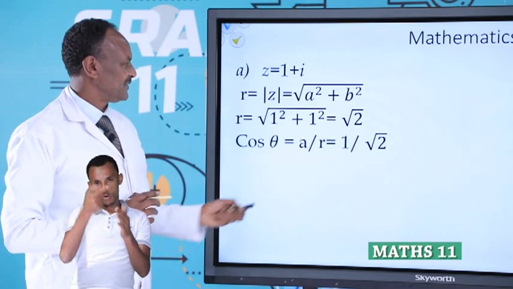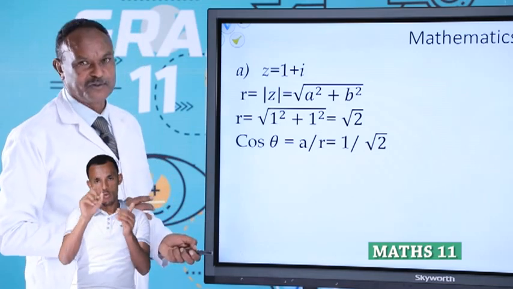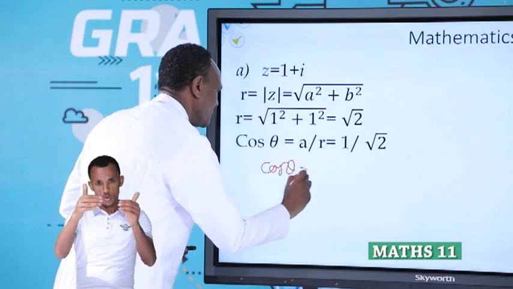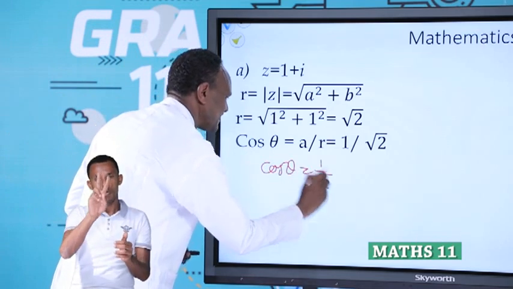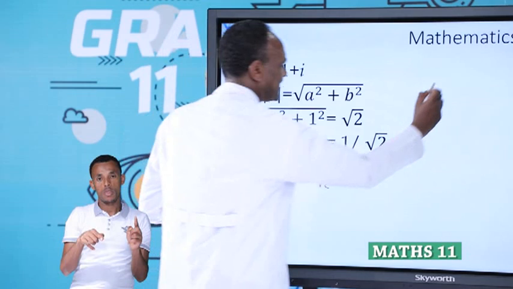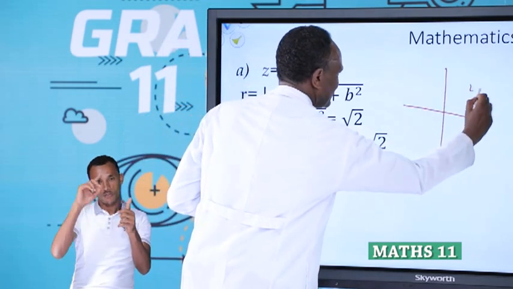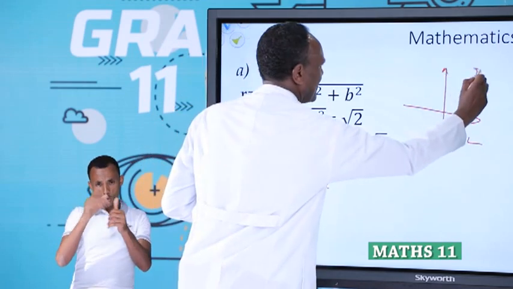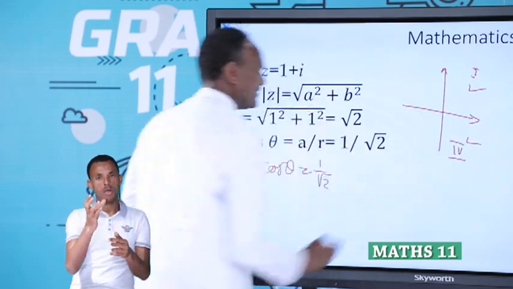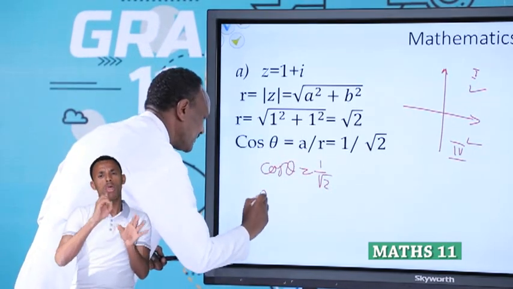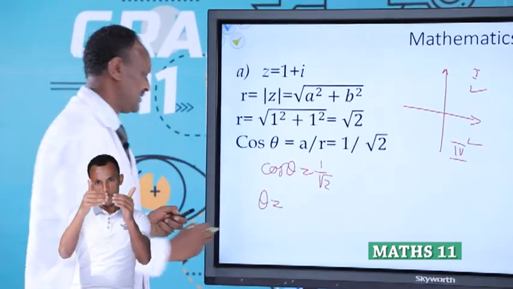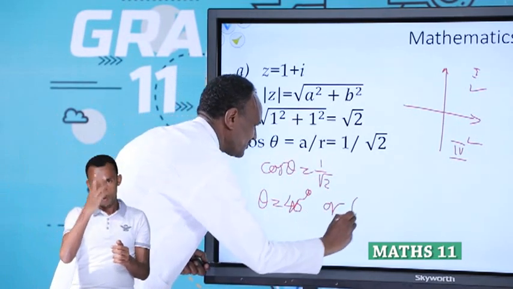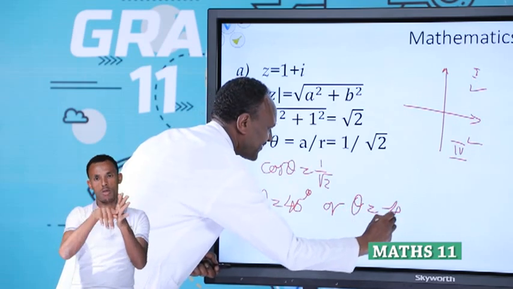Then cosine of theta, a over r, is equal to 1 over root 2. Cos theta is equal to 1 over root 2, and cosine is positive. Cosine will be positive in either the first quadrant or the fourth quadrant. So the values of theta will be 45 degrees, or theta equal to negative 45 degrees.